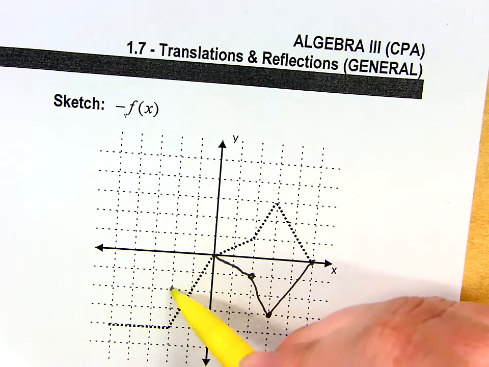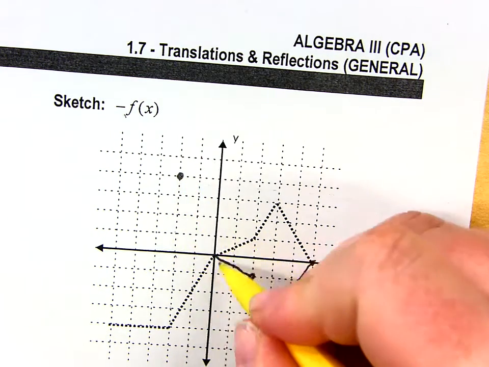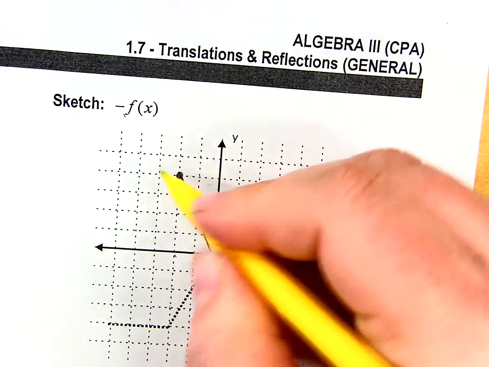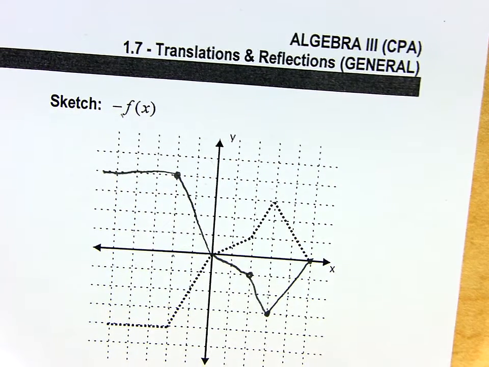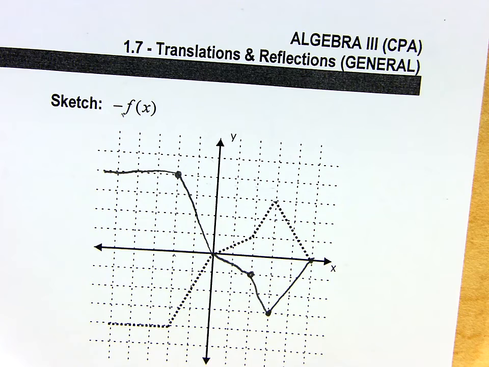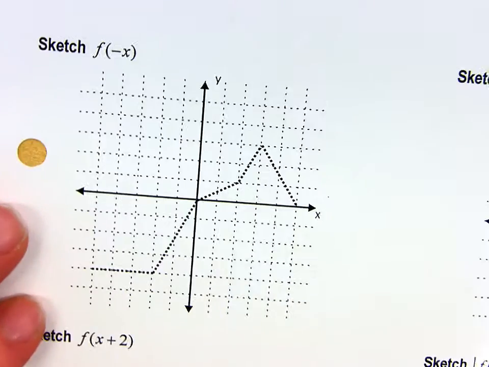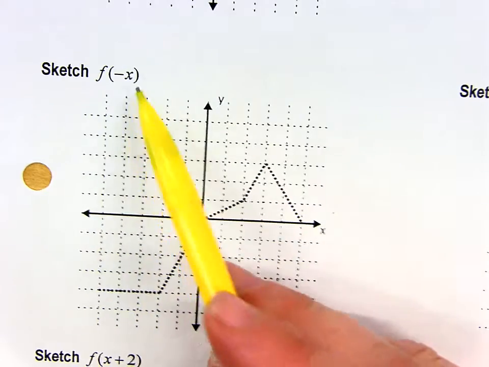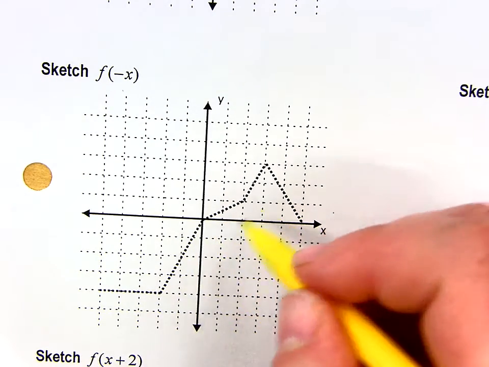Now I'm going to go up 1, 2, 3, 4, 1, 2, 3, 4. There we have it. Does that make sense? All right. What does this one do when I have, whoa. When I do that, that's a reflection over the y-axis, right?